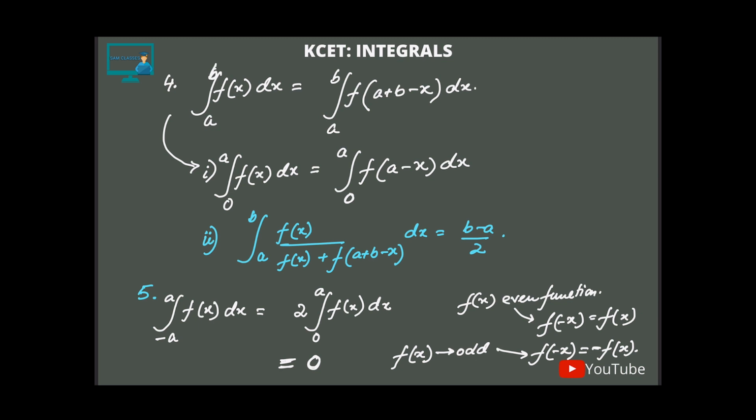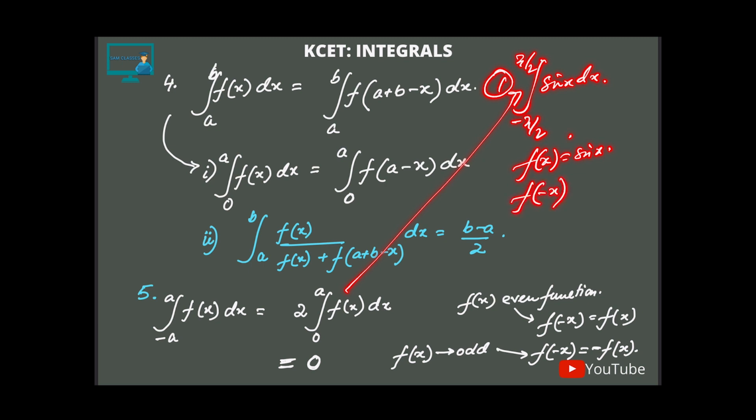Let's say I have from minus pi by 2 to pi by 2. The first case is sin x dx. Now I know whenever I have a function f(x) equal to sin x, if I put f of minus x, what will I get? Minus sin x. So which category is it in? It is an odd function. Whenever I put minus x, it just rejects it out.